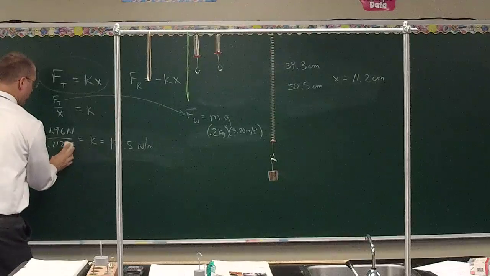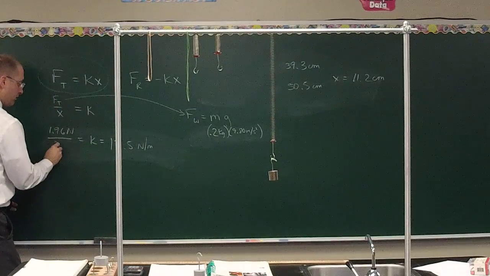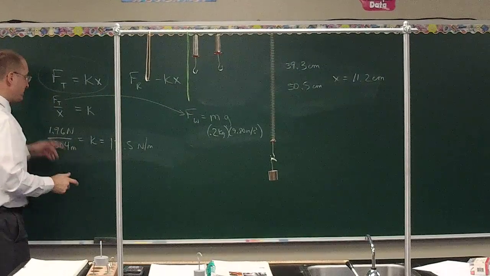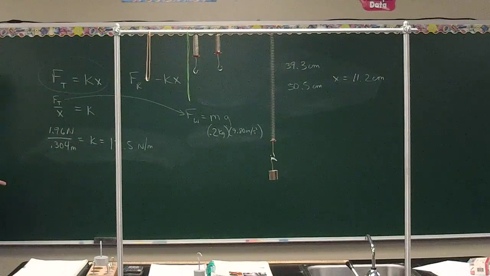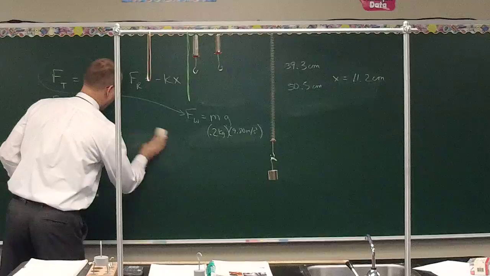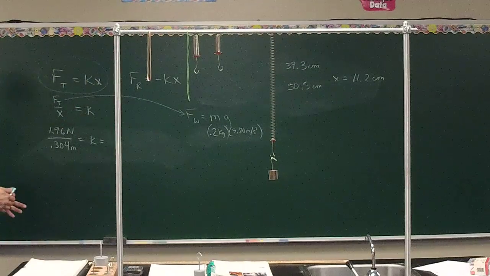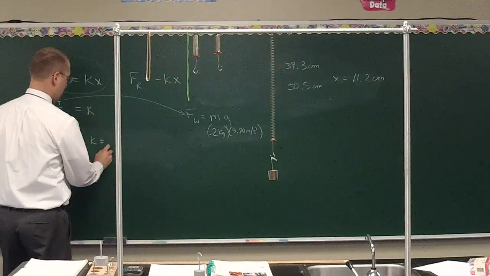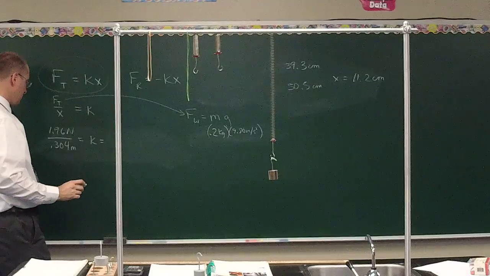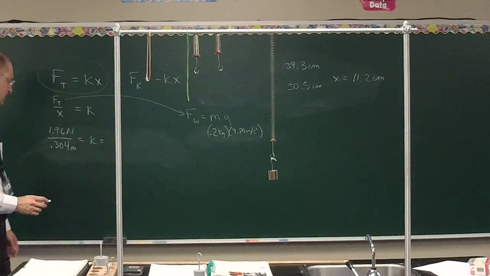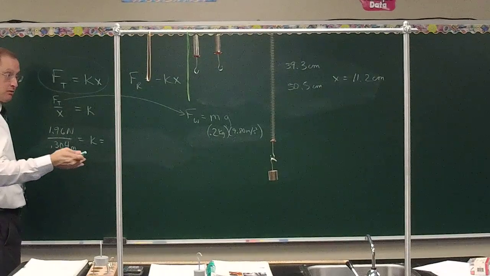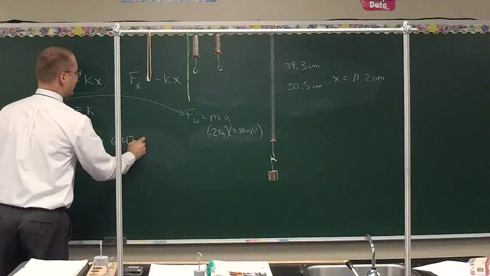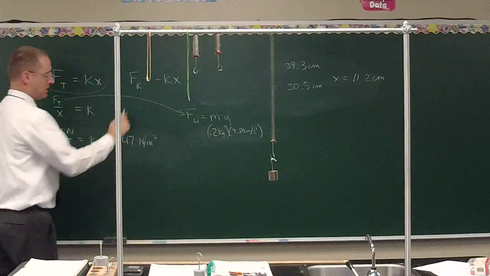30.4, so let's say 0.304 meters. And once again, it's the 1.96 Newton weight, or the 0.2 kilogram mass. What's the spring constant for the lightest spring? 0.064? Really? I did 30.4. 6.417. We like 6.47? Okay, so write that down for the lightest spring, 6.47 newtons per meter squared.